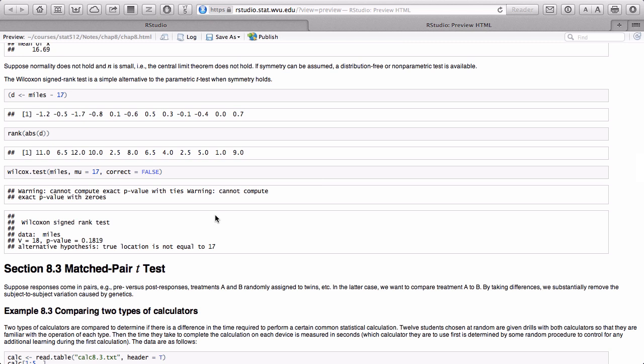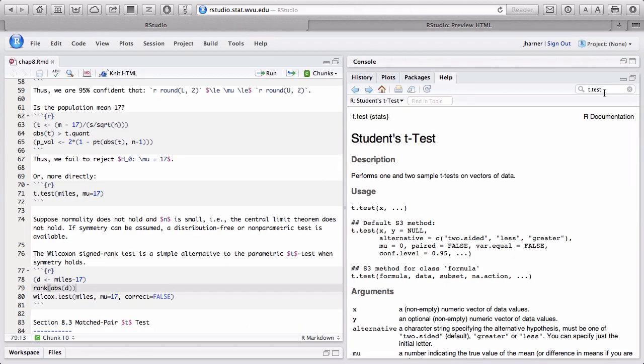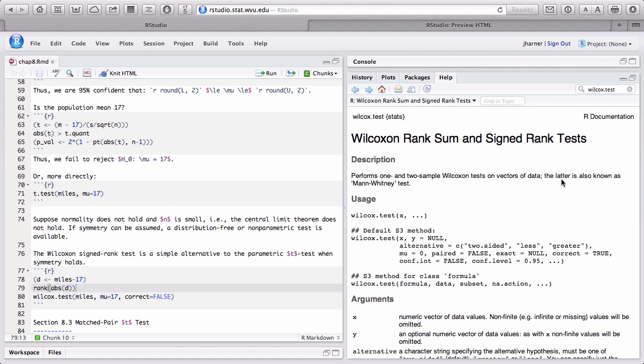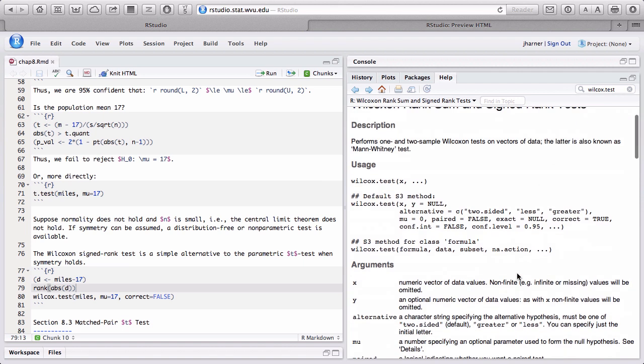But basically, I just wanted to point out that there is a non-parametric test. You can do t.test and wilcox.test. Same formula. I mean, the arguments are identical. Well, the arguments I've specified now. wilcox.test has some additional arguments, if you look at the help. Compared to t.test, some of the arguments look exactly the same, like x and y.